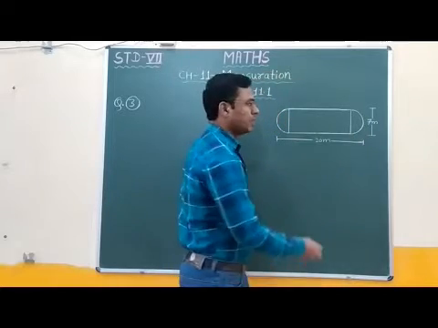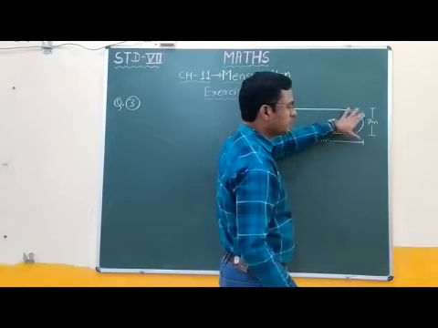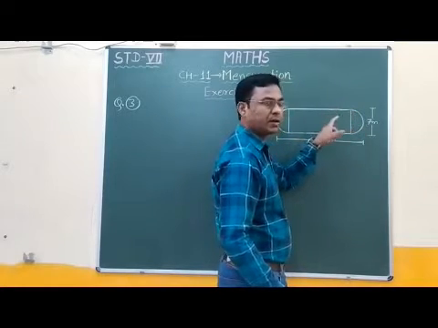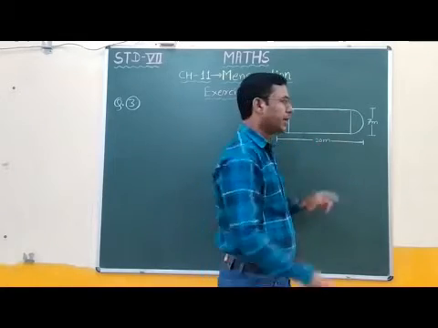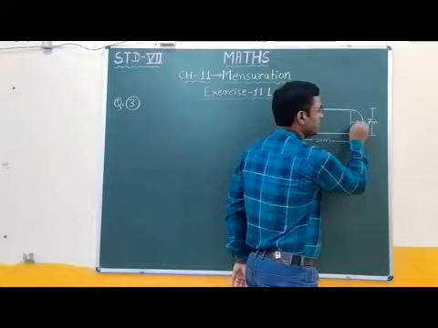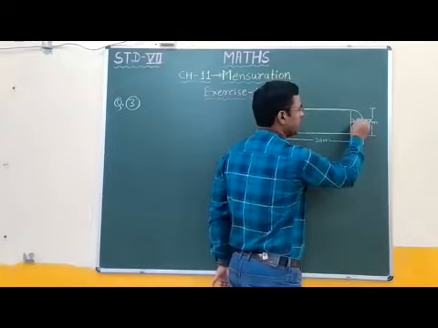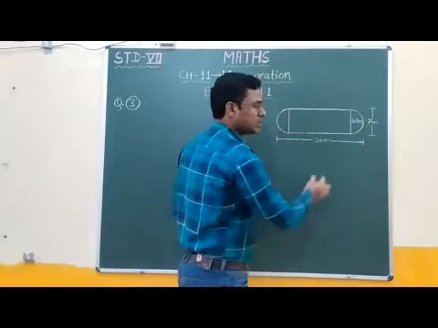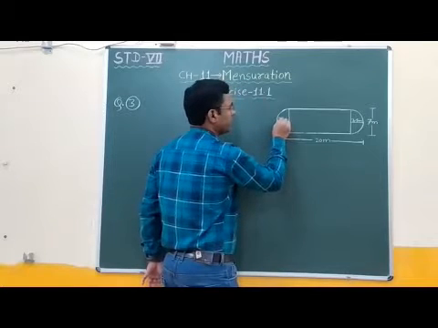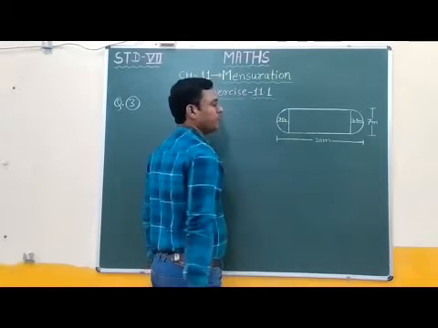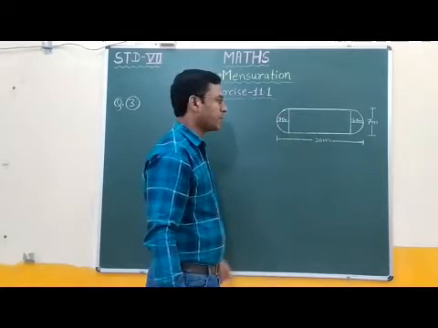Now students, this 7 meter means the diameter of this semicircle is 7 meter. Therefore the radius is half of this diameter. Therefore the radius of this garden is half of 7, that means 3.5 meter. Here 3.5 meter. Now students, this distance is 3.5, therefore this distance also is 3.5 meter, because this is the radius of this semicircular part.